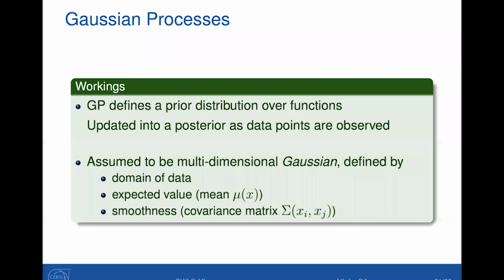The Gaussian is defined over the domain of the data, so we can already restrict the functions that are valid over this domain. And then our Gaussian has an expected value, a mean. Now, it's not a plain Gaussian, it's a functional Gaussian. So the mean will be a function of the coordinate. And the Gaussian is defined by the smoothness, sigma, the covariance matrix here, which is again a function of x.